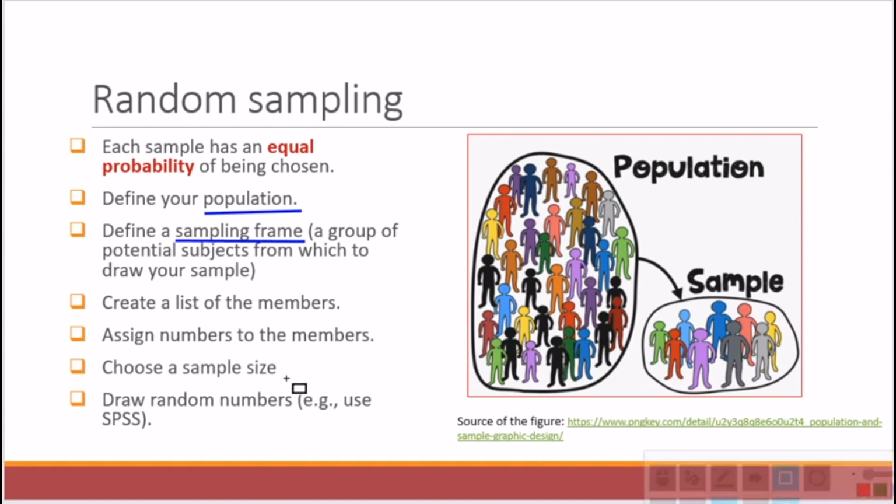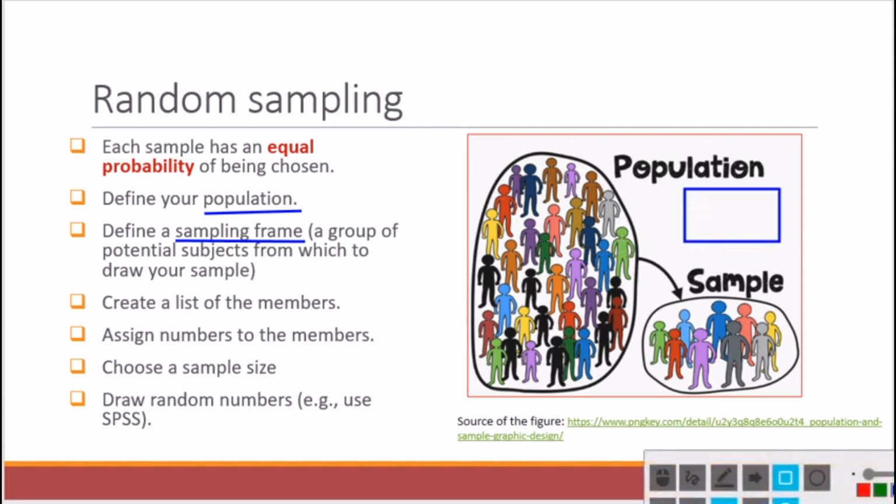A sampling frame is a group of potential subjects from which you draw your sample. A sampling frame will be here, right? It stands between your population and your sample, like that. So from the population, you choose a sampling frame, and then from the sampling frame, you choose your sample. So this will be what you want.